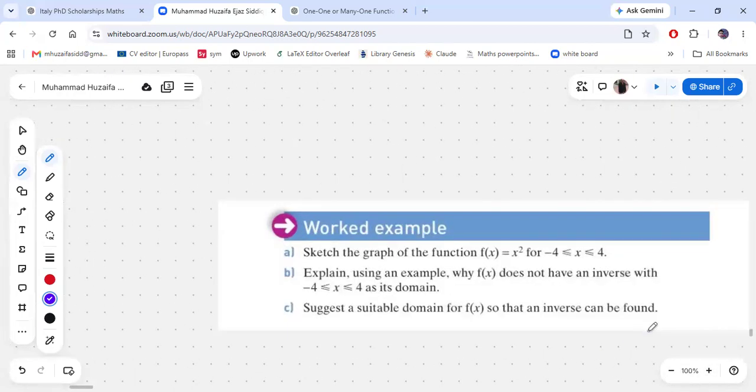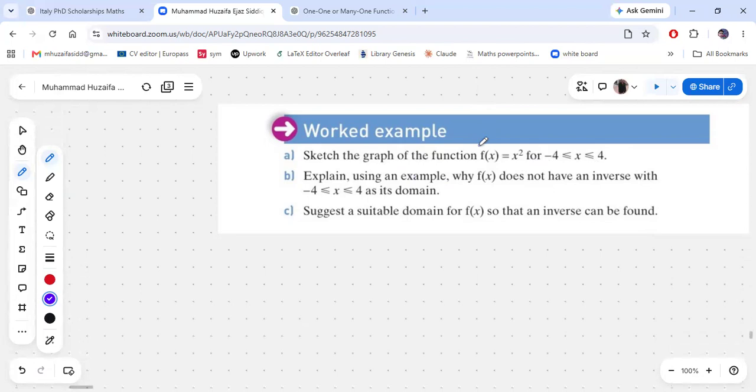Look here. Sketch the graph of the function f of x equals x squared, for x from minus 4 to 4. Then explain, using the example, why f of x does not have an inverse with that domain. Suggest a suitable domain for f of x so that an inverse can be found.